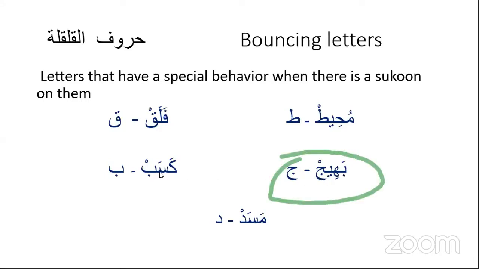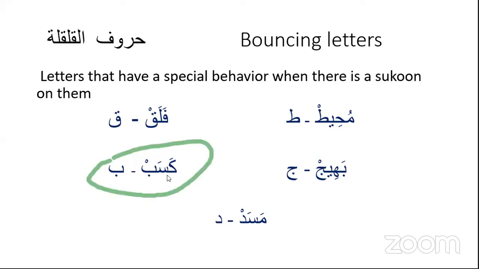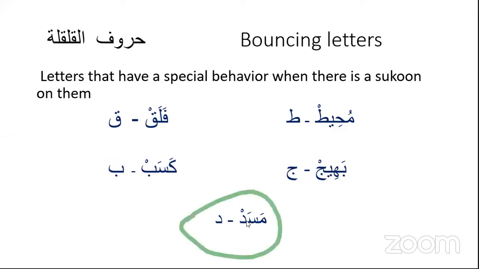Bahij. And ba with sukoon, kasab, not kasab, kasab. Then dal with sukoon, masad, masad. It's not masad, or you should not just do it normally. These 5 letters have special attributes, Hurooful Qalqala. So masad. So that's the basic.